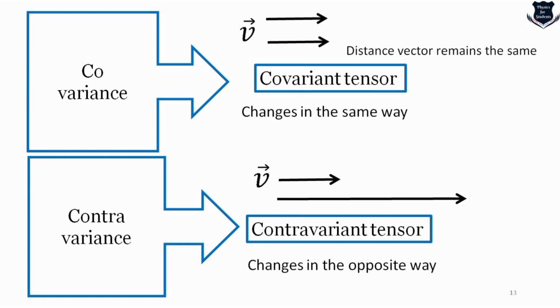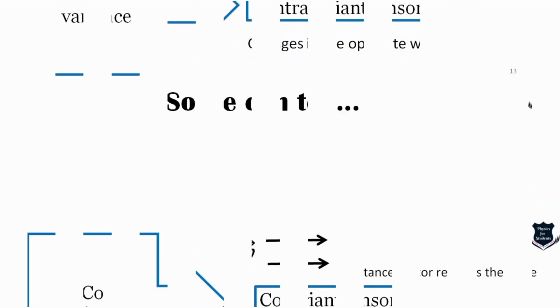So the variance will lead to a tensor which is a contravariant tensor, and as you see, the vector v is in this length, but the resultant vector is double the length, so it changes in the opposite way. So this is just to give you an idea that when we say that the general postulate of general relativity is kind of a covariance, it actually means this. So you see the distance vector is doubled.